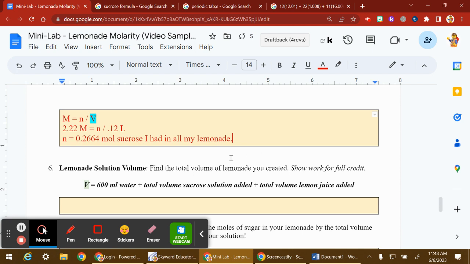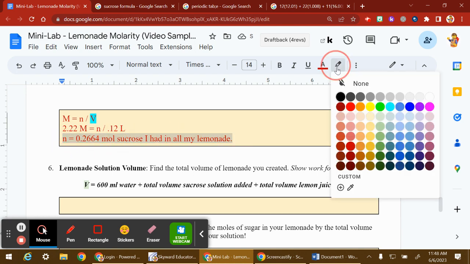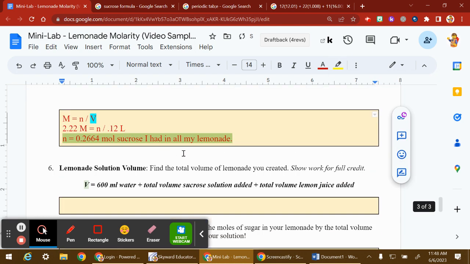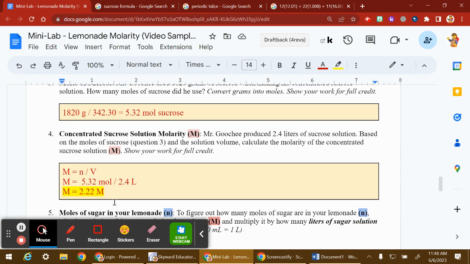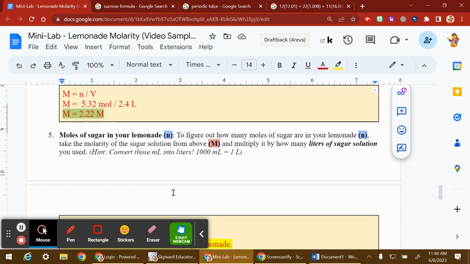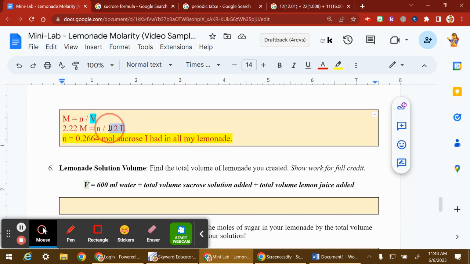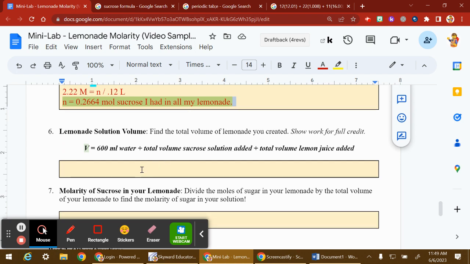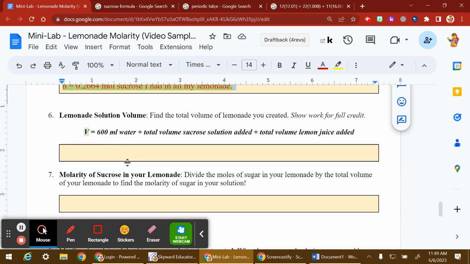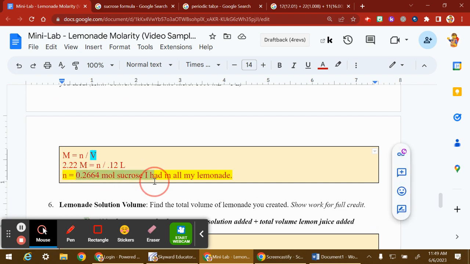So there we go. These are the steps that we followed. To figure out how much sugar we had in our lemonade, you had to figure out the concentration of the syrup, which we did. We figured out the concentration of the syrup, and based on that and how much syrup you added, you could figure out how many moles of sugar you had in your lemonade. Now, last thing we've got to do: this is how many moles of sugar were in your lemonade. What was the molarity of sugar in your lemonade?